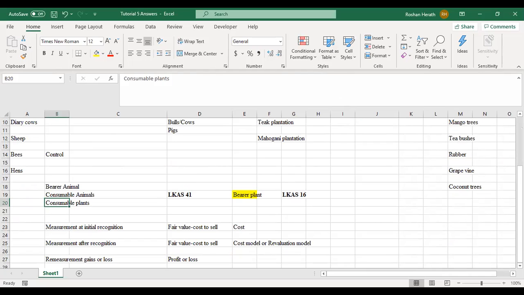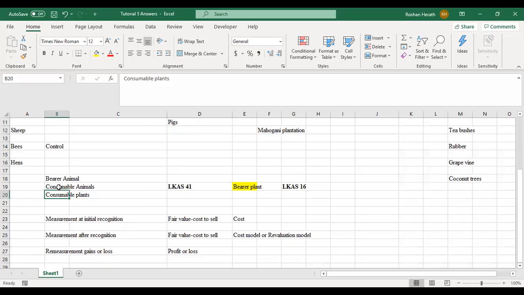Good. Why are the gains and losses not categorized under comprehensive income? No, so that's the point. As I mentioned, this is going to be realized, no? If you take the consumable animals and the consumable plants, it's going to be realized in the near future, right? Hence, there's no harm in taking them to the P&L because that is something that is going to get realized, right?